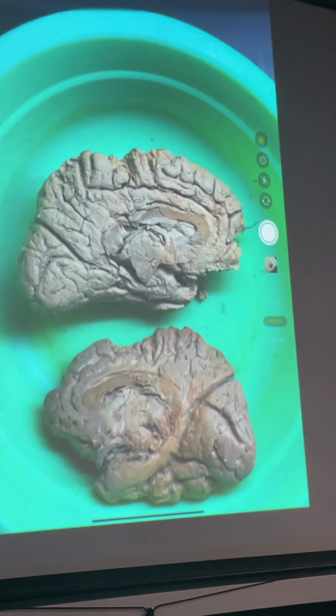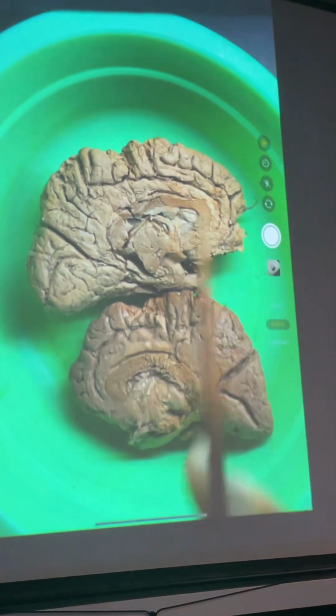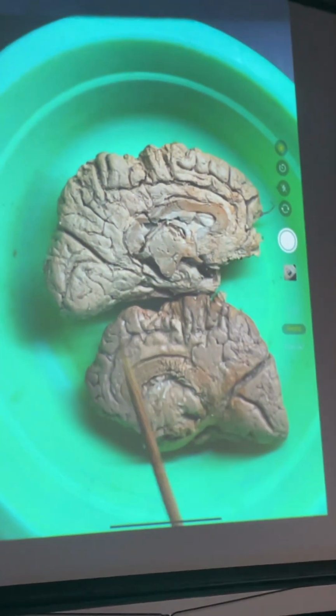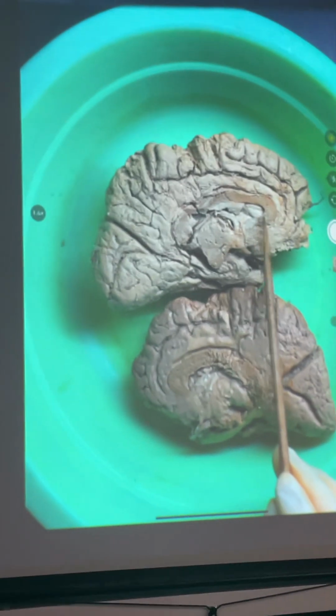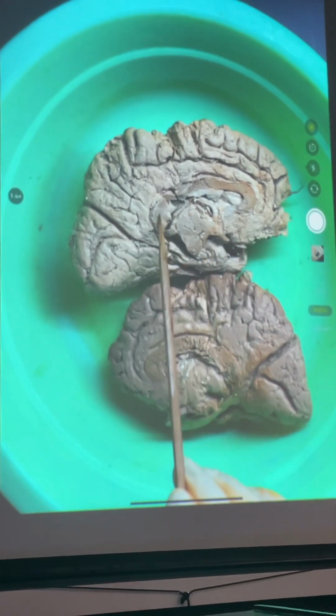Do you see it? Yes? Yes. Hopefully. Now, let's go to the middle side of things. So this one here, in the middle or in midline, is known as the corpus callosum.